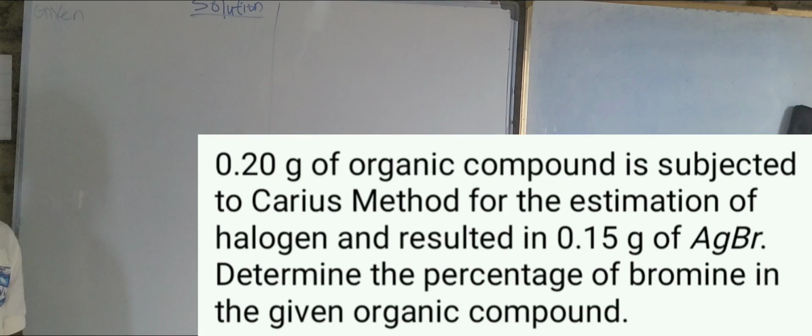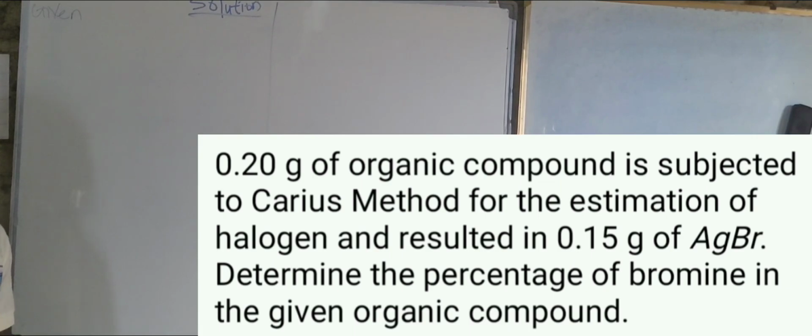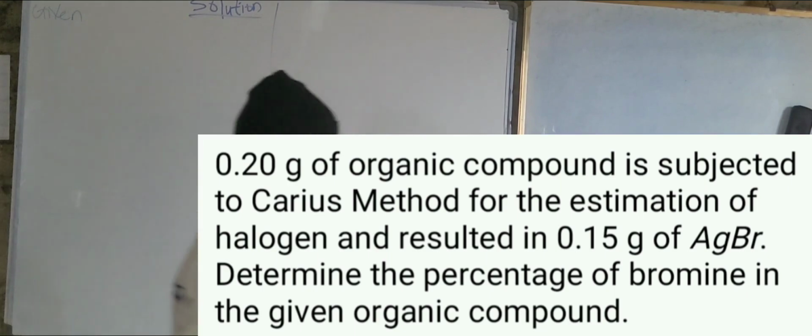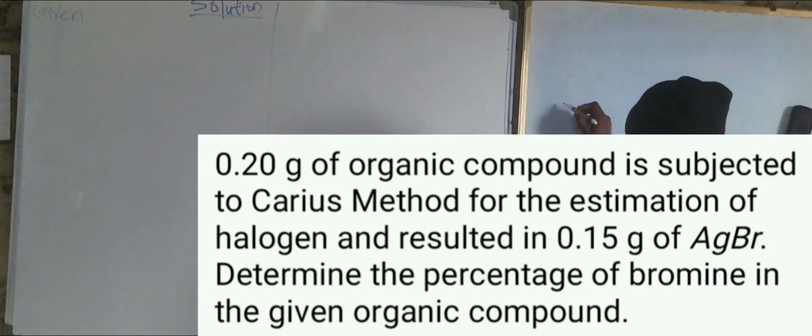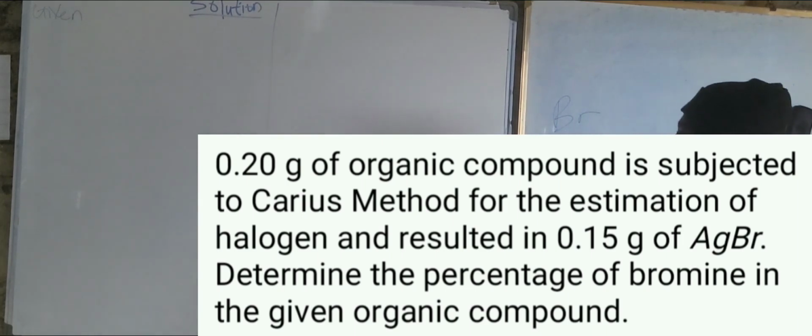0.20 grams of an organic compound is subjected to various methods for the estimation of halogen and resulted in 0.15 gram of silver bromide. Determine the percentage of bromine in the given organic compound. Now here our whole concentration is on one guy, right? That guy is bromine. So it's that simple.